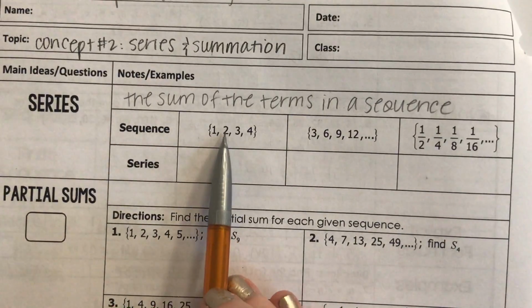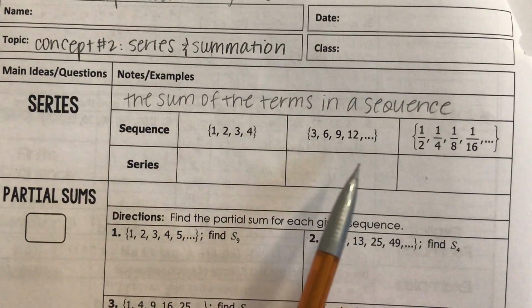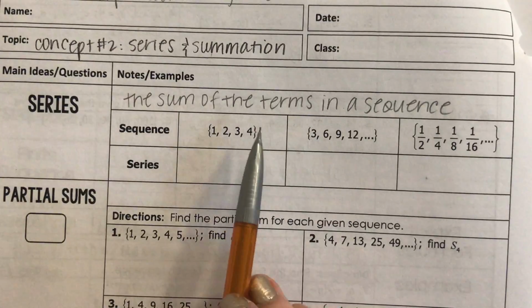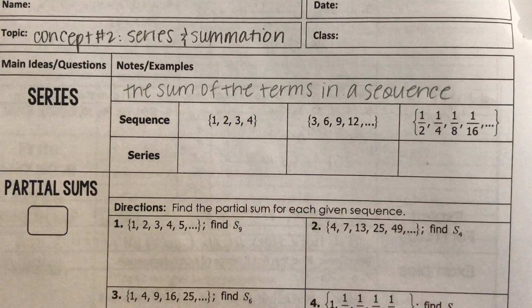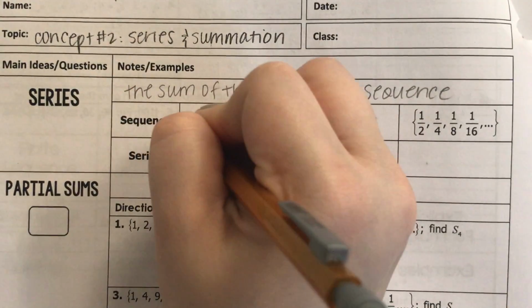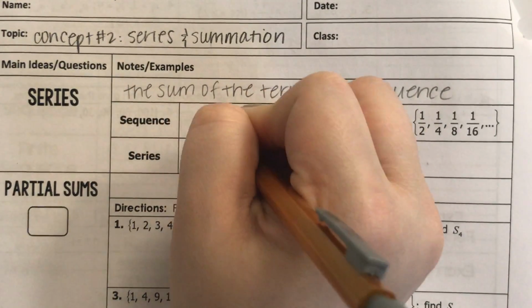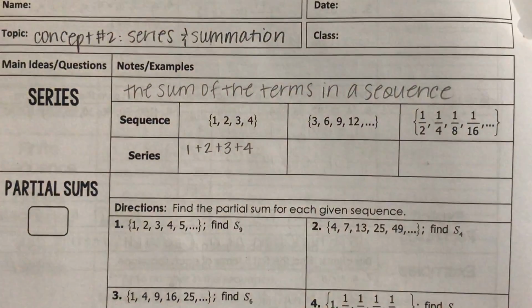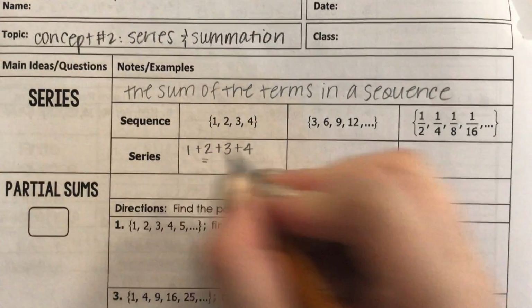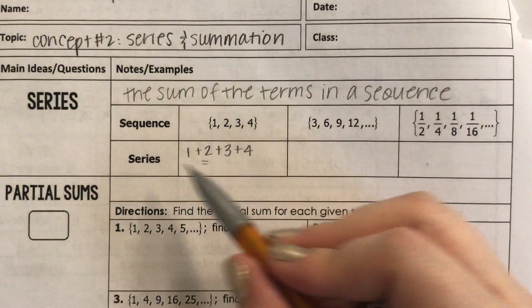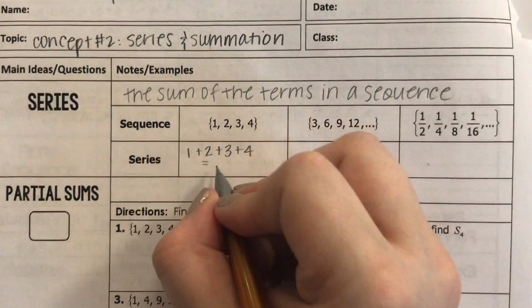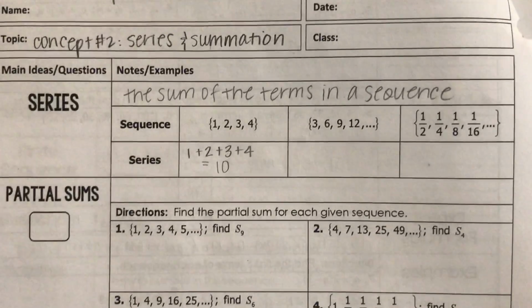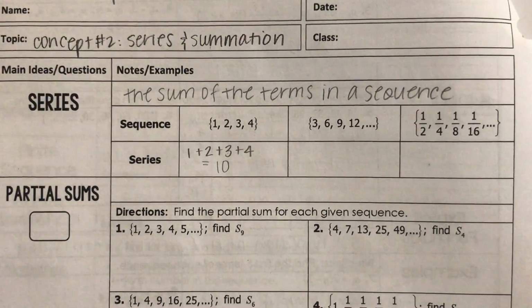So for this one, this is a finite sequence. We know that because there's no little dots telling us it goes on forever. It ends right after 4. Okay, so the series would be 1 plus 2 plus 3 plus 4. We're just adding all the terms together. That's it. Okay, so 1 plus 2 is 3, 3 plus 3 is 6, 6 plus 4 is 10. Okay, so we're just adding the terms together.